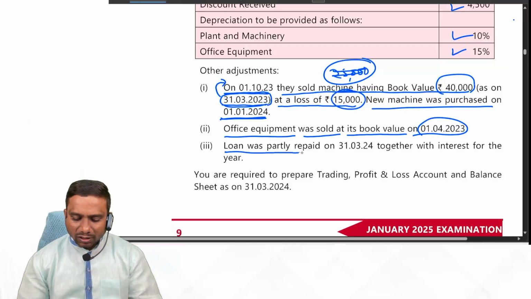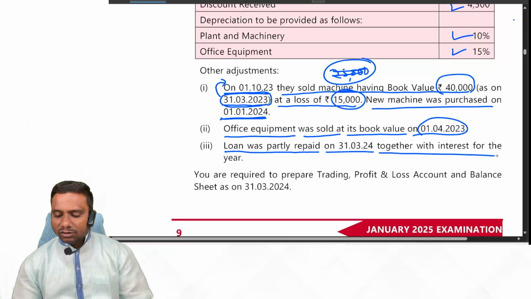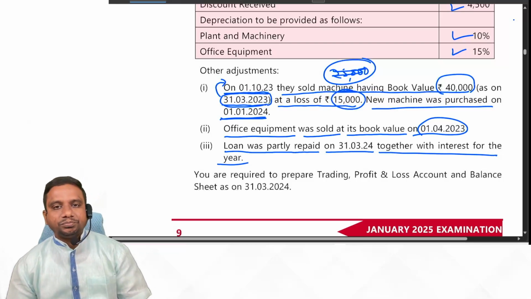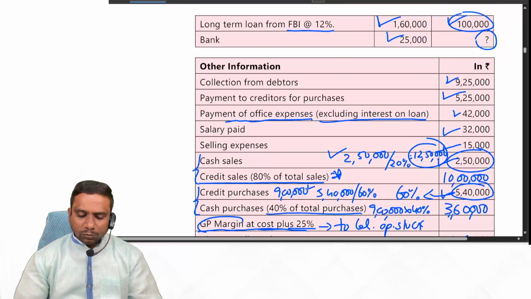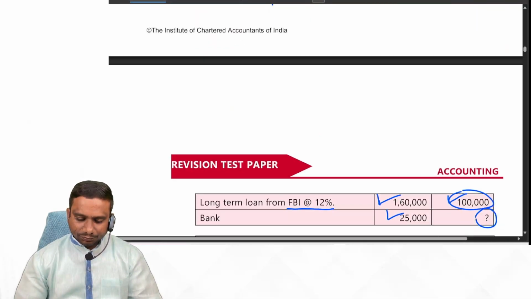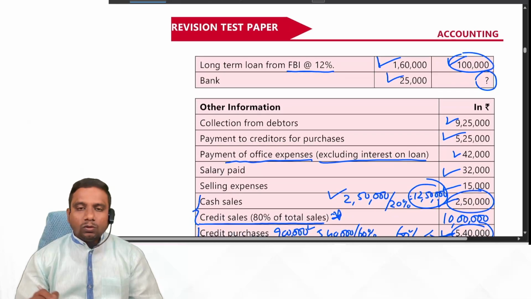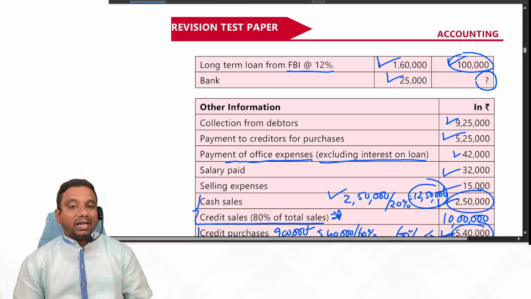Next, loan was partly repaid on 31/3/2024 together with interest for the year. Observe. So in the loan account, how much balance do we have? Loan account, we have 1,60,000 rupees. So on 1,60,000 rupees at 12%, 19,200 rupees is the interest.